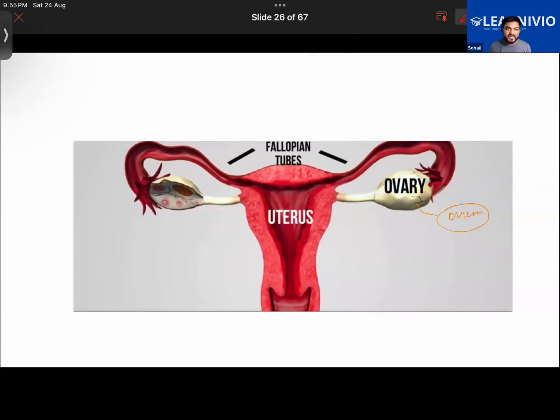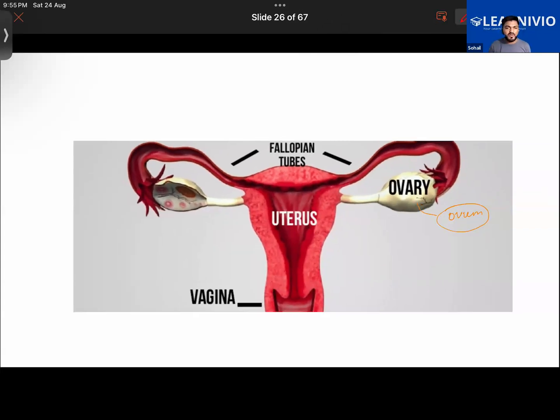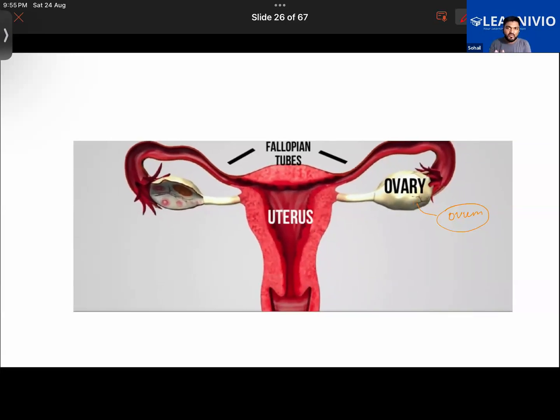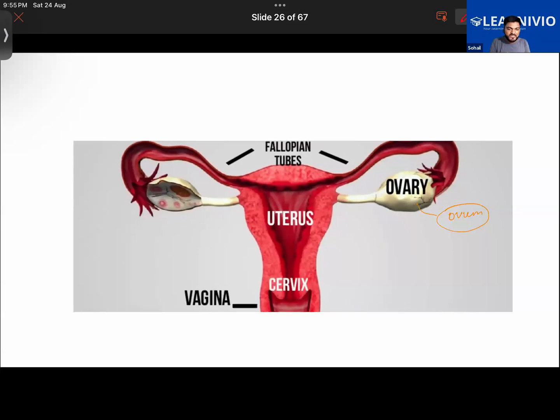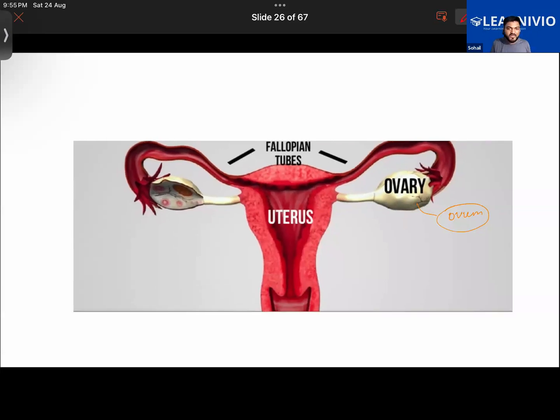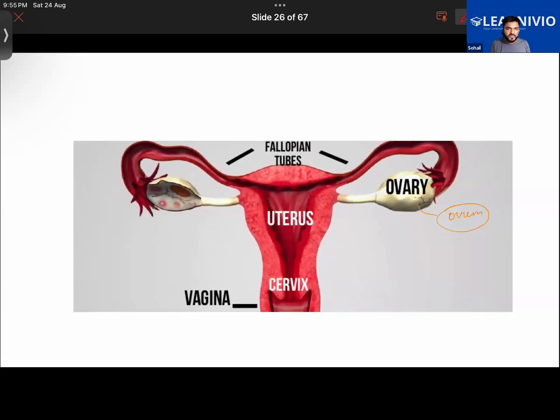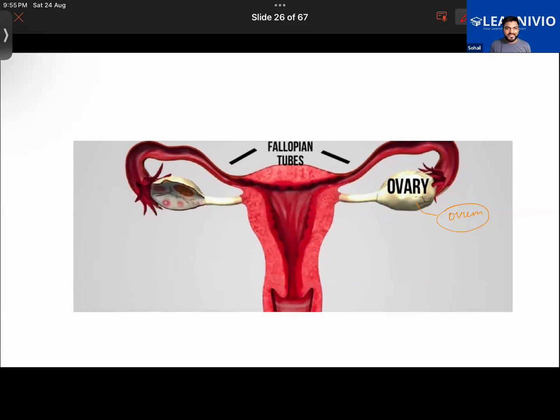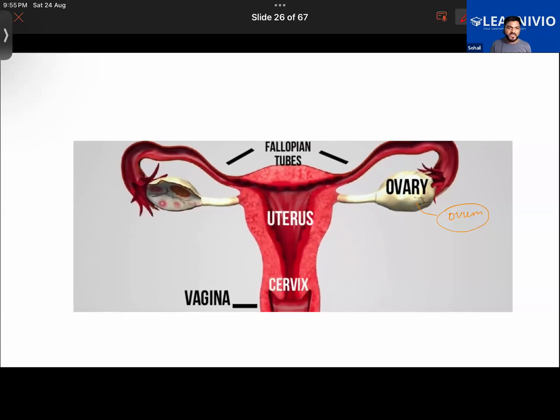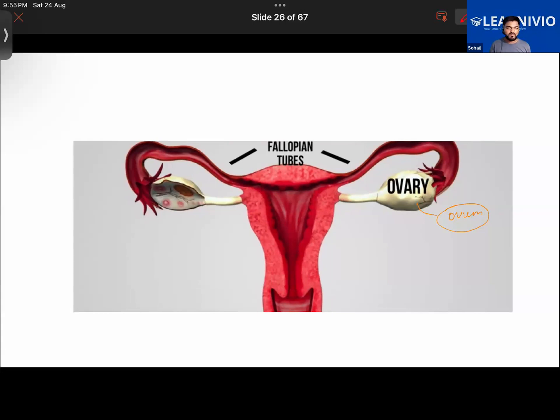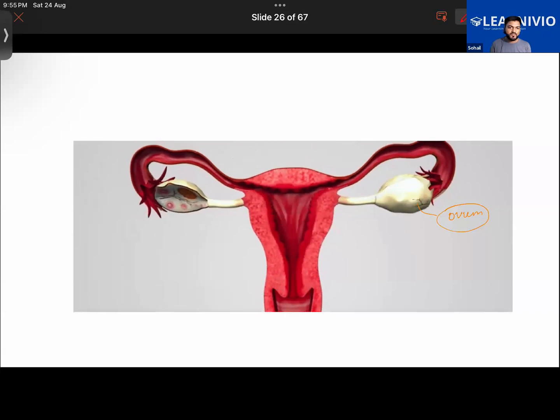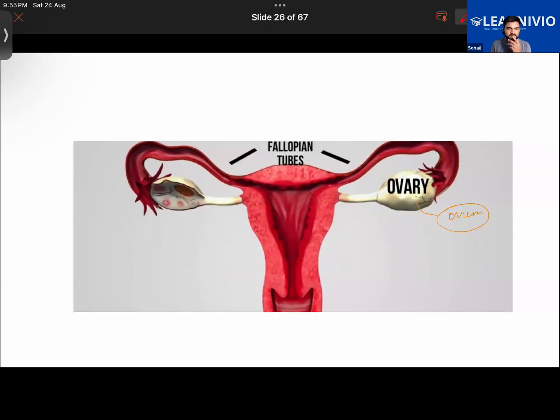So at puberty the ovum is released, and the release of the ovum is an indication that the female is now capable of reproducing. It's an indication of the ability to reproduce. This process, the release of mature eggs every month, is called the menstrual cycle. What do we call this? Menstrual cycle.